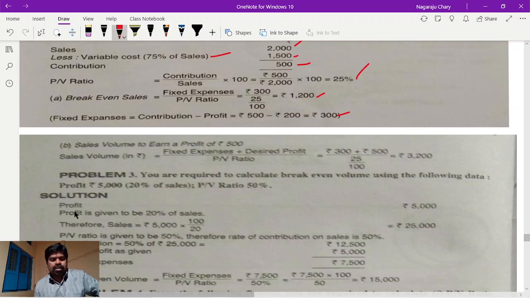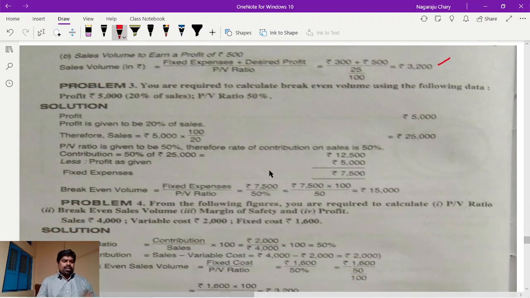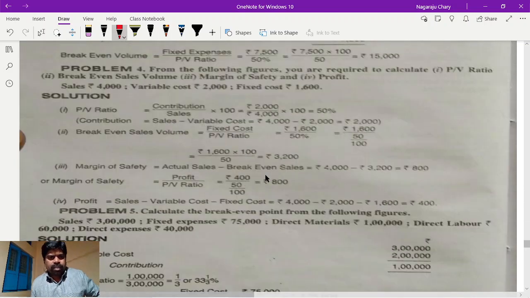So sales value to earn a profit of rupees 500: fixed expenses plus desired profit by PV ratio. Then ultimately we get 3200. This is the second problem. So let us see the next problem also. Let us see the fourth one.